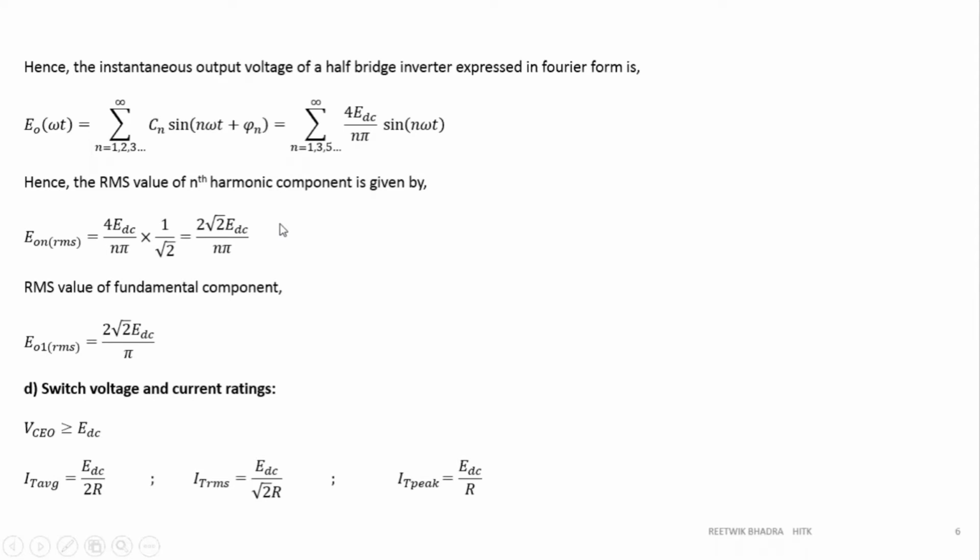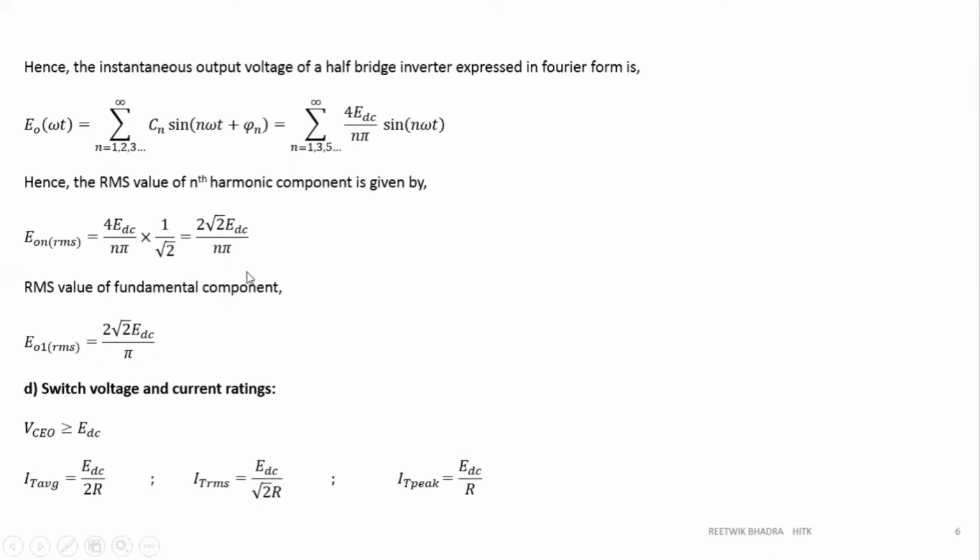Now what is the RMS value of the nth harmonic? That will be 4 EDC by n pi, because this is the maximum value. This is Bn sin omega t, and you know the RMS value of a sine wave is the maximum value divided by root 2. If you recall yesterday's slide, or go through the slide after this lecture, you would have seen E naught n RMS for your half bridge inverter was root 2 EDC by n pi. Now it is 2 root 2 EDC by n pi. So all values which we get in the half bridge will be multiplied. Simply close your eyes and multiply it by 2. No need to think about anything.